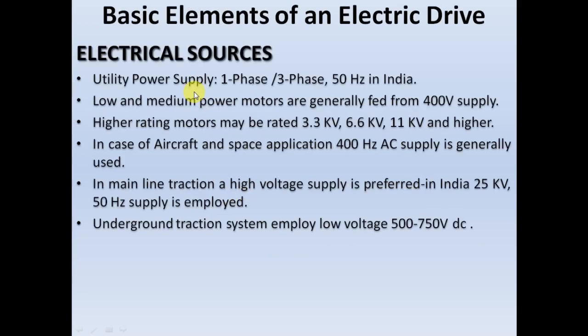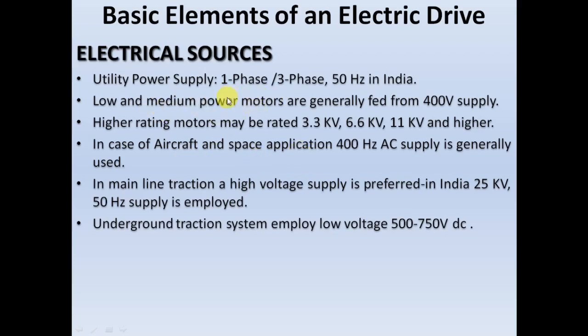First, we will see the block source. Different types of electrical sources are employed based upon the applications. In the case of electric traction in India, we will be using a 25 kilovolt 50 Hz supply. For the underground traction system, we will be employing a low voltage 500 to 750 volt DC supply. Whereas in the case of aircraft and space applications, we will be using a 400 Hz AC supply. We use a very high frequency AC supply in space applications mainly to reduce the size and weight of the devices used on board.